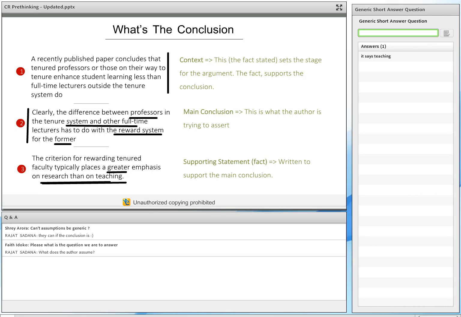Can you guys see that? In statement number 3, there is nothing which says that this has to be about lecturers. It's just about tenured faculty. The criterion for rewarding tenured faculty. Okay. And the word greater is comparing the emphasis on research than on teaching. Can you guys see that?